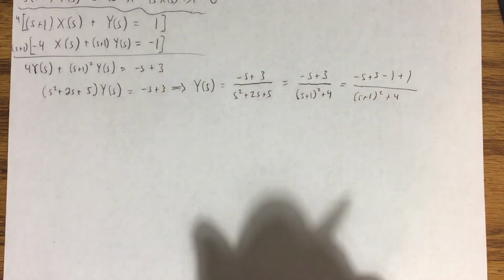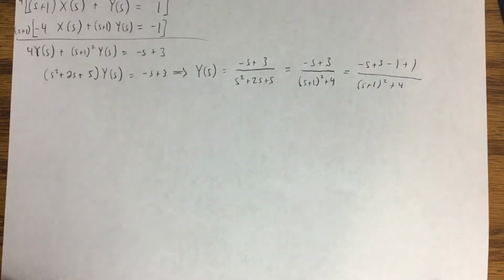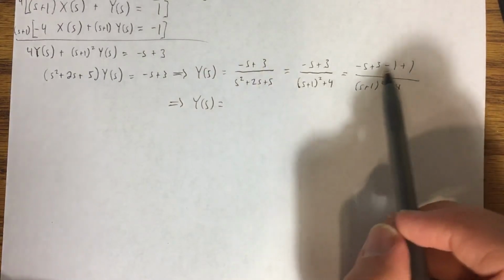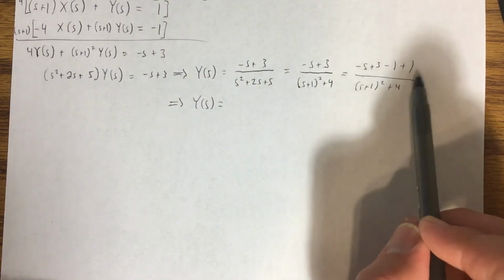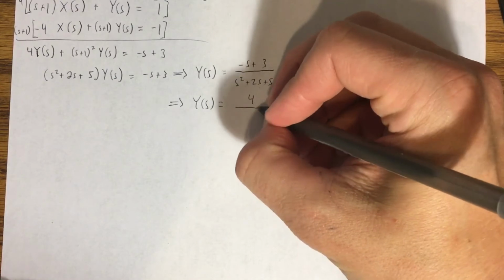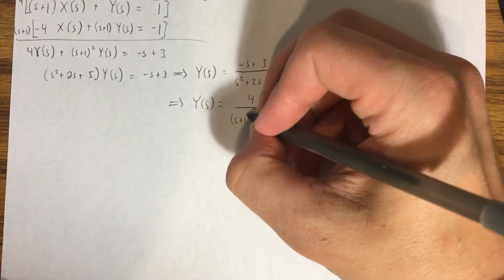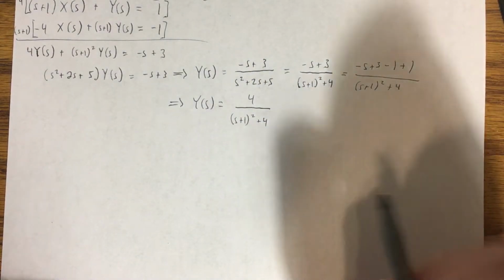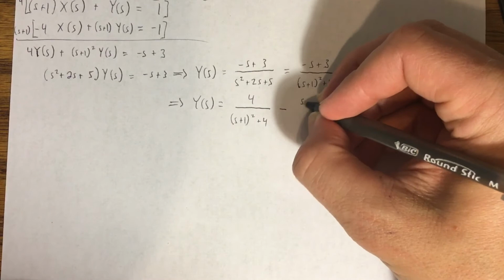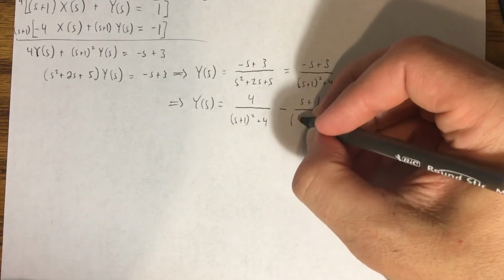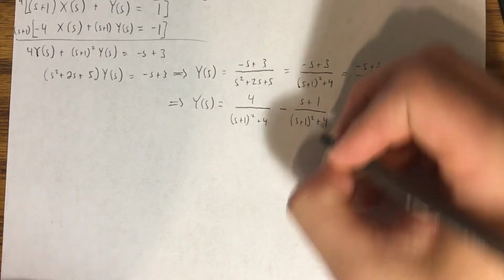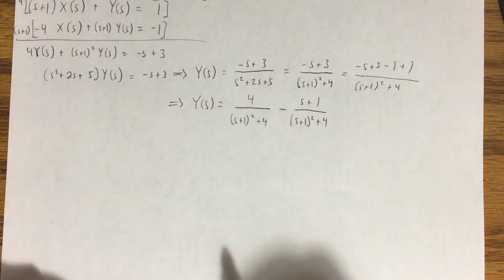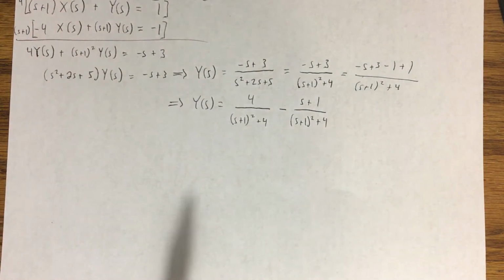So what does that do for me? Well, y of s, if I collect the plus 3 and the plus 1, that gives me 4 over (s+1) squared plus 4. That leaves me with negative s minus 1. And if I take the negative out, that becomes s plus 1 up in my numerator. So I have (s+1) squared plus 4. And again, the goal there was to get a numerator of s plus 1 that would match the s plus 1 here. That allows me to use my translation property.